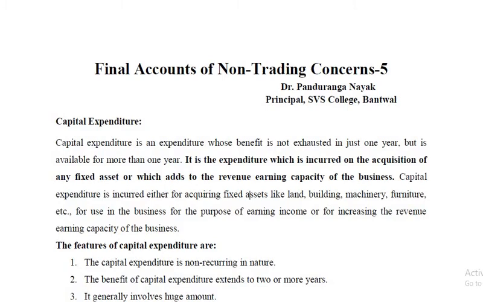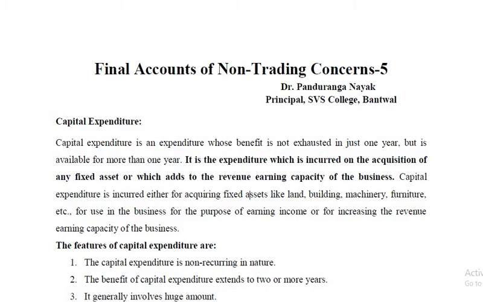Capital expenditure is incurred either for acquiring fixed assets like land, building, machinery, furniture, etc. for use in business for the purpose of earning income. These are not meant for resale, rather they are for use or for increasing the revenue earning capacity of the business. So, fixed assets are capital expenditure whose benefit is not exhausted within a year. That is going to be used in the business for a longer period of time. And that will result in acquisition of certain assets. I told you fixed assets, land, building, machinery, furniture, copyright, trademarks, goodwill, etc. So that will help you to enhance the earning capacity, or that is for the purpose of earning income.